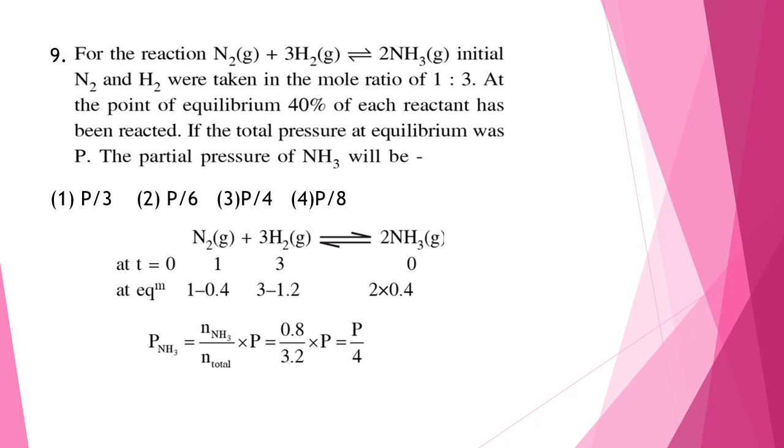So at equilibrium, N2 will become 1 minus 0.4 and H2 will become 3 minus 3 into 0.4, that is 1.2, and therefore NH3 will be 2 into 0.4. So we have to find the partial pressure of NH3. Partial pressure will be mole fraction of NH3 into the total pressure. So mole fraction of NH3 will be 0.8 divided by the total moles, that is 3.2, into P. So that will be equal to P by 4. So the correct answer is option 3.